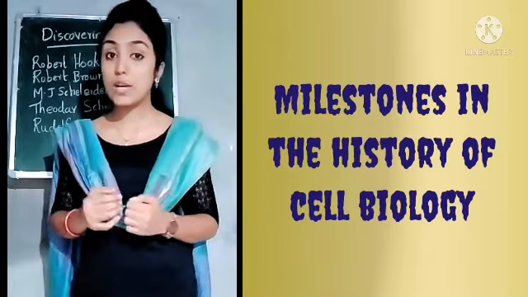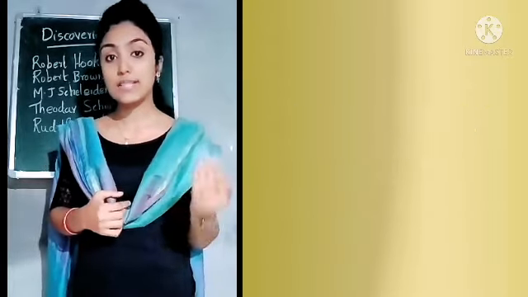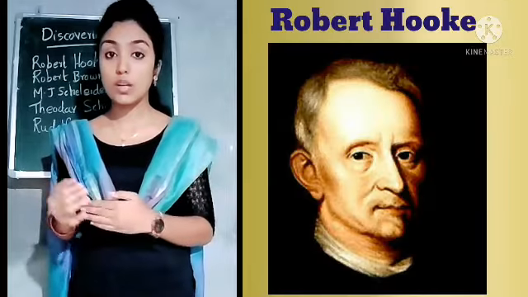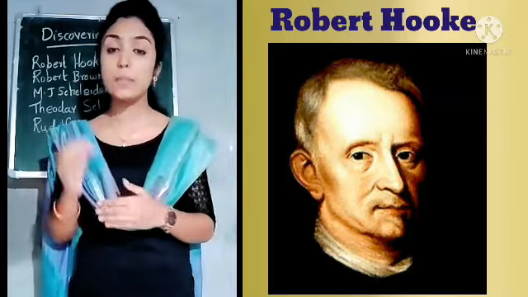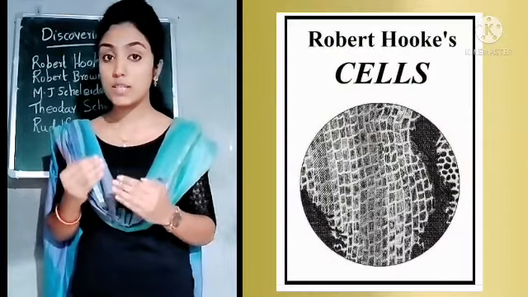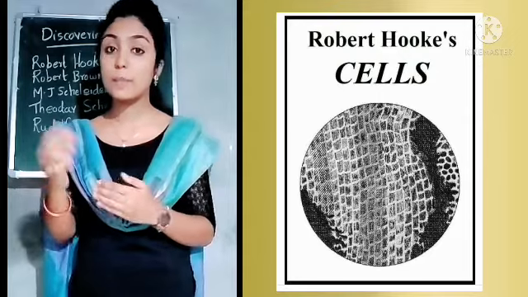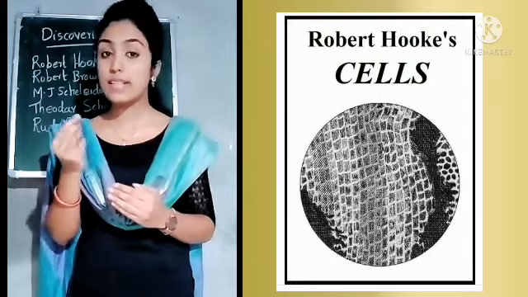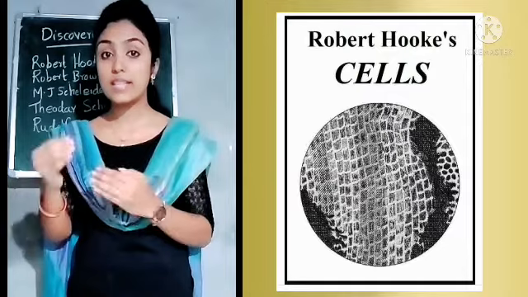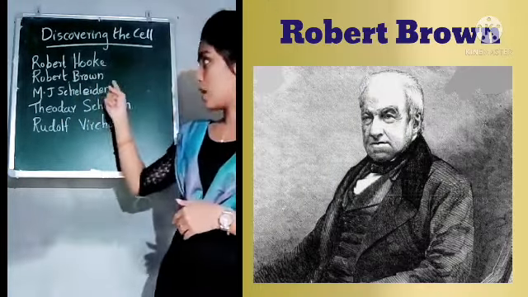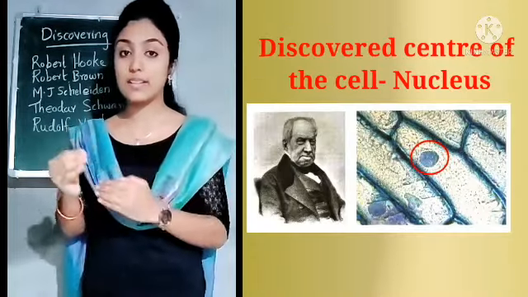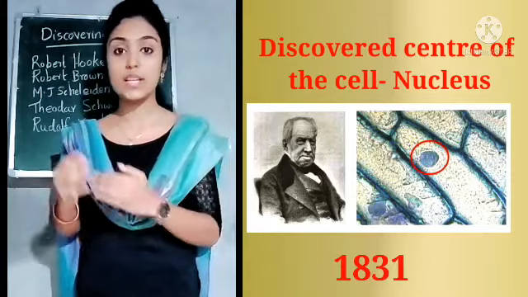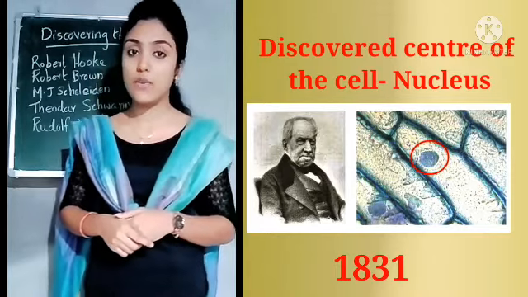Now let us familiarize with some scientists who played a major role in the progress of cell biology. Cell biology is the study of cells. Robert Hooke is the first scientist who observed cells through a simple microscope. Actually, he observed a section of cork through a simple microscope. Then he saw tiny sections and he called these sections cells. Then Robert Brown found the center of the cell, that is, the nucleus, in 1831.